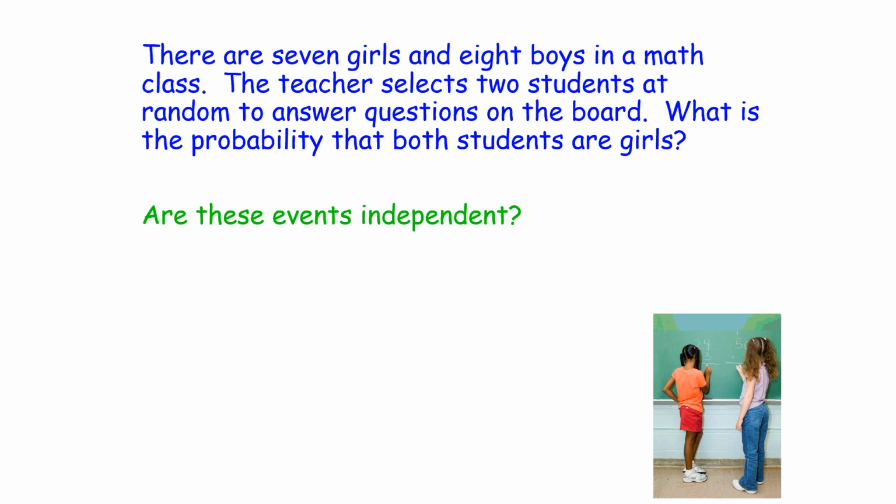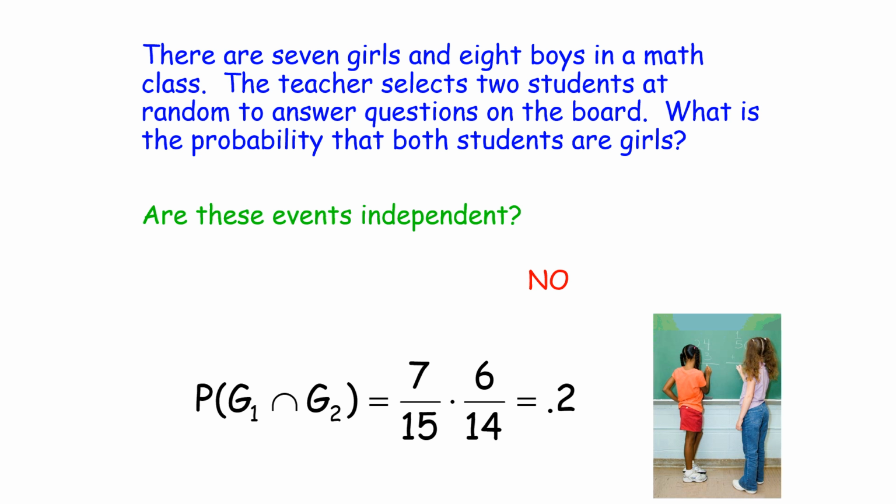There are 7 girls and 8 boys in a math class. The teacher selects 2 students at random to answer questions on the board. What is the probability that both students are girls? So we're going to begin by asking ourselves, are these events independent? And the answer is no. So we want to know, what is the probability of having a girl both times? We're going to take the probability of a girl the first time, which is 7 out of 15, because there were 7 girls in class out of 15 students.